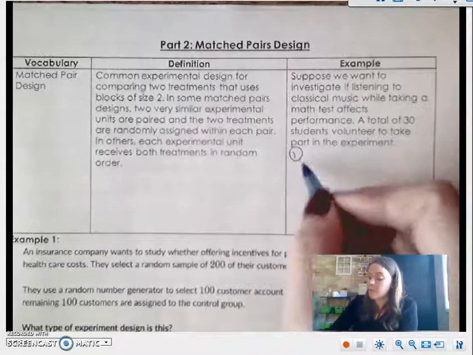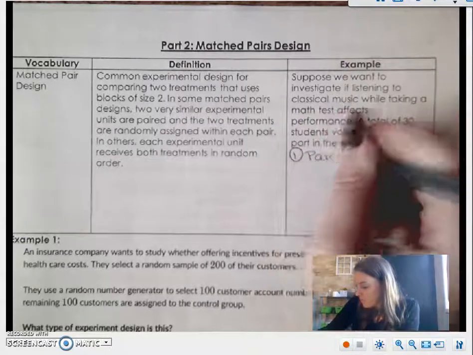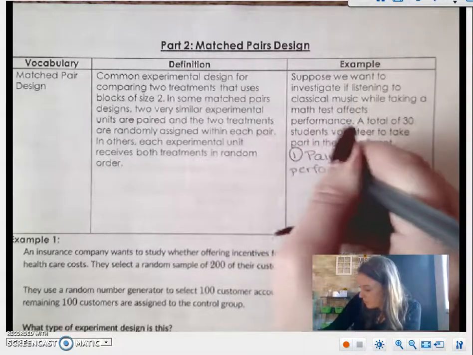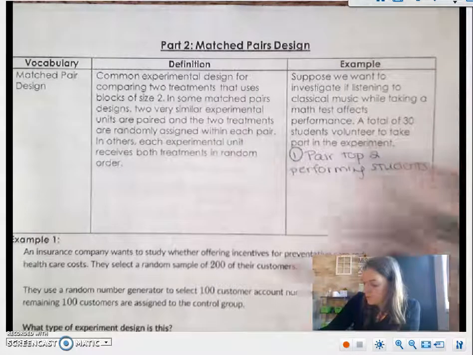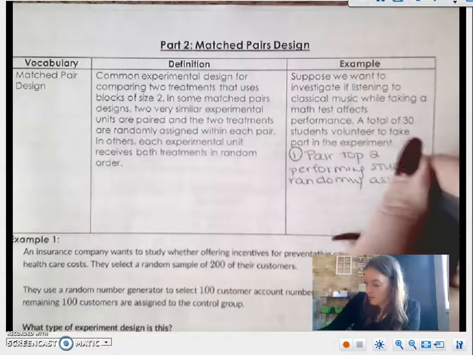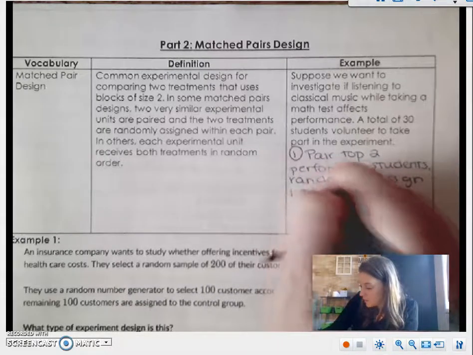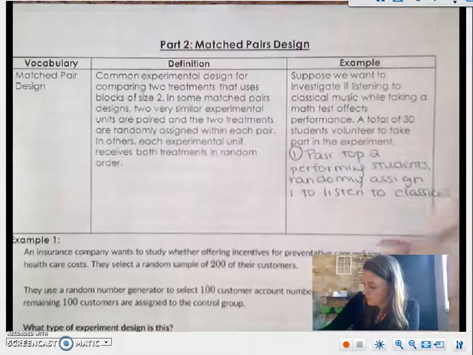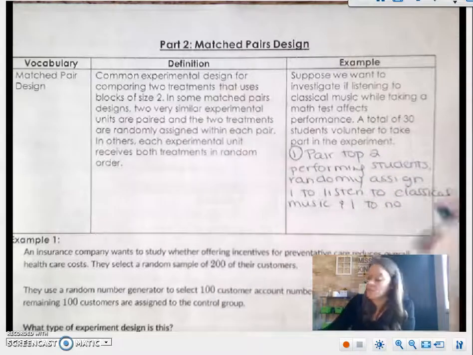So for example, number 1, you could pair the top 2 performing students, randomly assign, so you might do a coin flip, randomly assign 1 to listen to classical music and 1 to not listen to classical music.